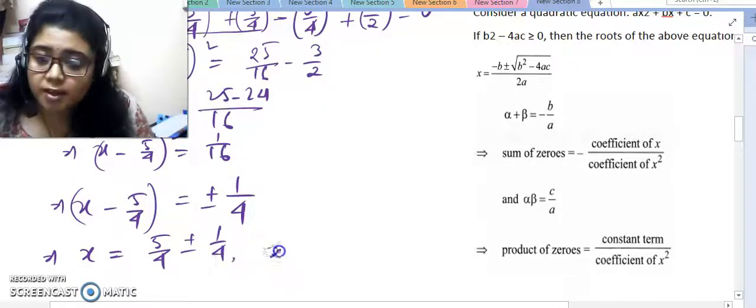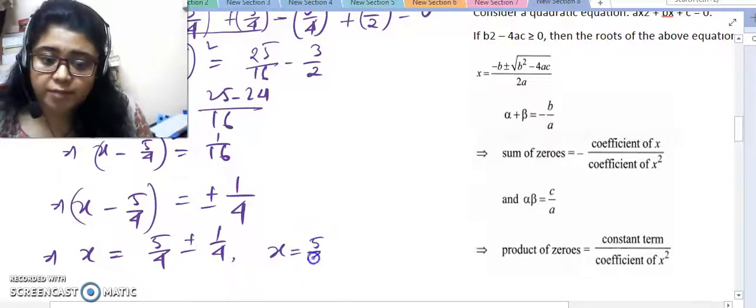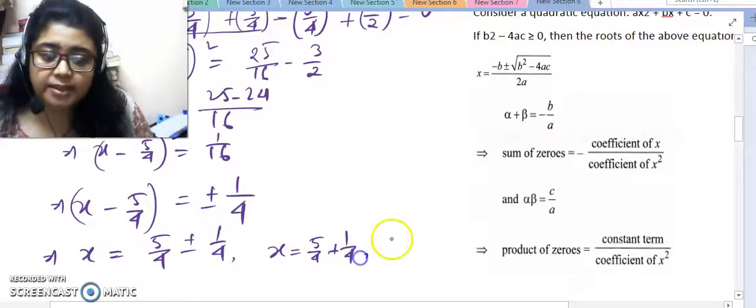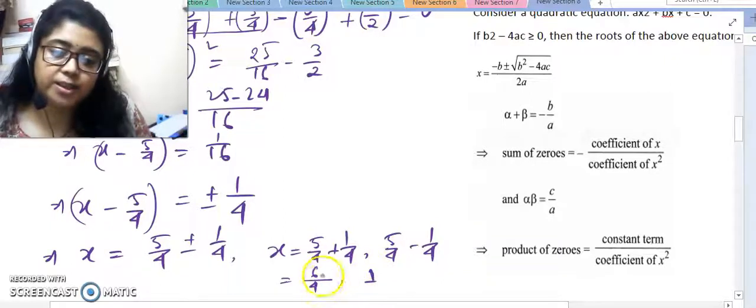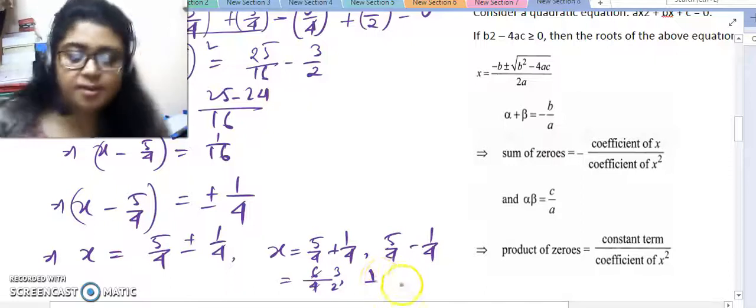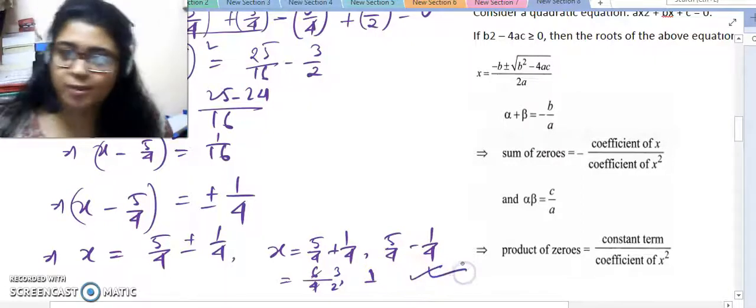So what should be your roots? One is 5 by 4 plus 1 by 4 and another is 5 by 4 minus 1 by 4. So if you further calculate it, you will get 6 by 4, which is 3 by 2, and another is what? 1. Okay friends. So the second method has also been completed.